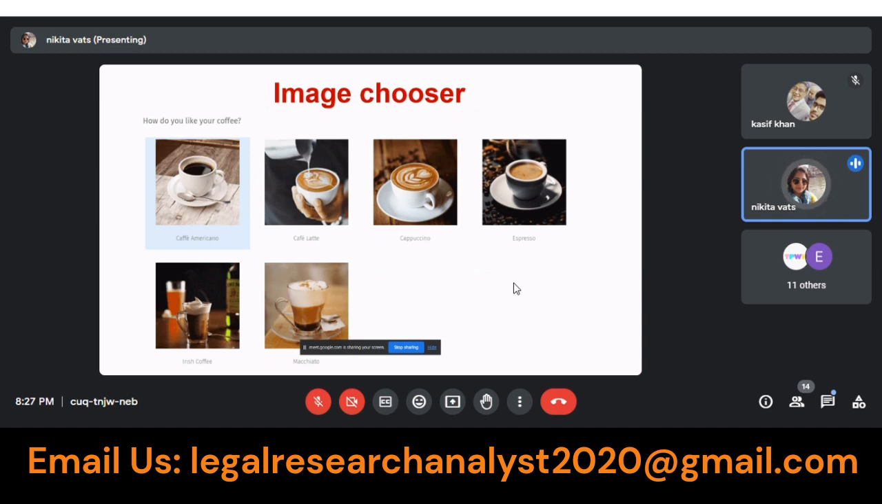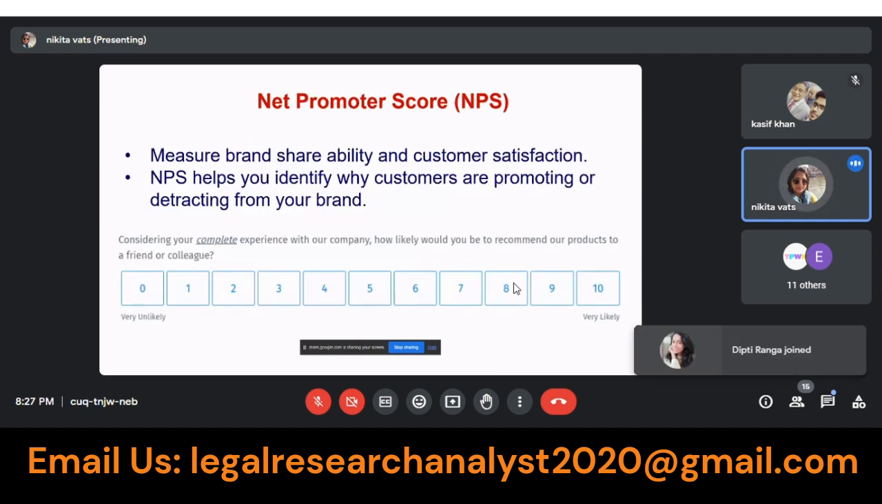Image chooser, it's a better version again. Then net promoter score, where you choose that 0 is very unlikely, 10 is very likely. So on a scale of 1 to 10 you have to choose. That is what I was telling you earlier. On a scale of 1 to 10 you choose whether you like the services or you do not like the services, or whatever your question is.